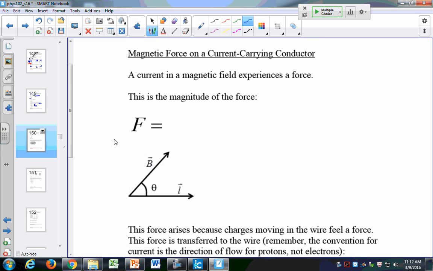All right, let's look at the magnetic force on a current-carrying conductor. That means if I have a wire with a current flowing through it, and that wire is inside of a magnetic field, it will feel a force. We can give the magnitude of that force by the magnitude of the current, I, times L, times B, times sine of theta. Look, this is exactly the same as what we had before when we had F equals QVB sine theta.